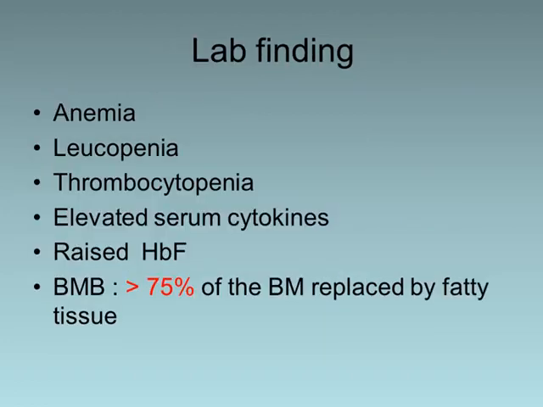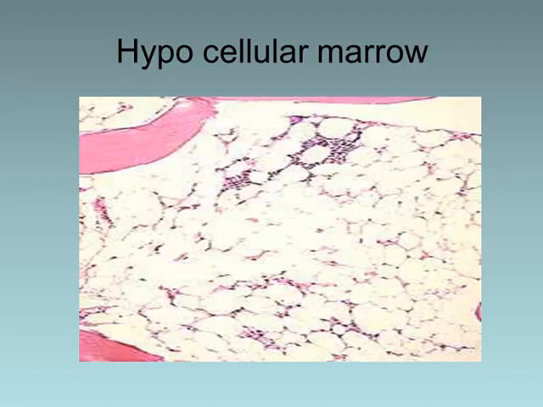The lab findings, of course, show anemia. It means low hemoglobin, low white cell count, and low platelets, with elevated cytokines and raised hemoglobin F. And bone marrow biopsy reveals more than 75% of the marrow is replaced by fatty tissue. This slide is a bone marrow which is hypocellular. You can see the white areas are fatty tissue, while the cellular element, the blue or purple, is very low, less than 25%.